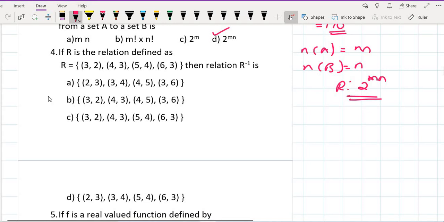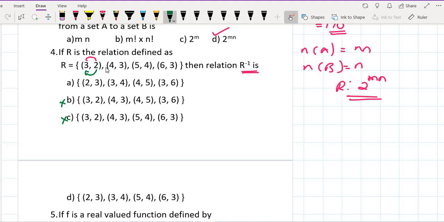Consider the fourth question. R is the relation defined as, see, the relation is given already. It is the set containing the ordered pairs (3, 2), (4, 3), (5, 4) and (6, 3). The question is, you have to write R inverse. Remember, while writing the inverse, you have to read in reverse. See, earlier it is 3 to 2. Now you have to read back, that is 2 to 3. So check with the option which contains (2, 3). In A it is there, in D it is there. So the other two you can omit right here.